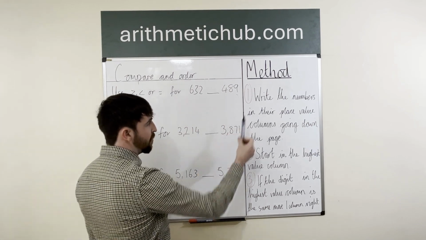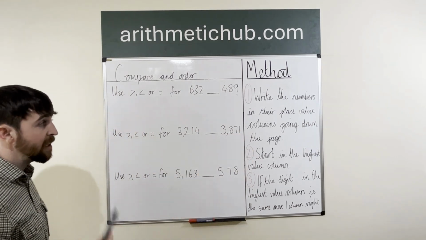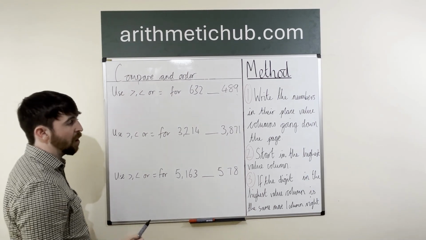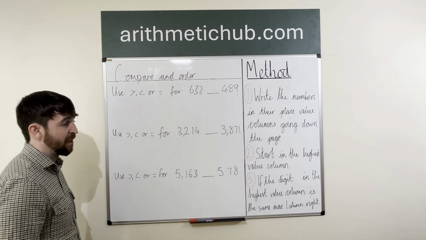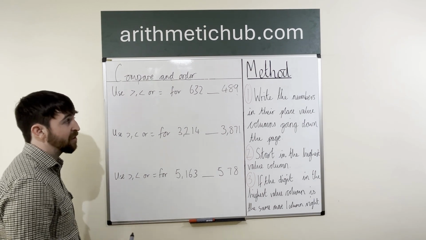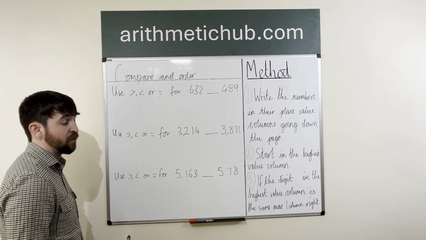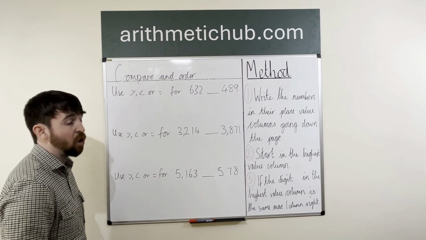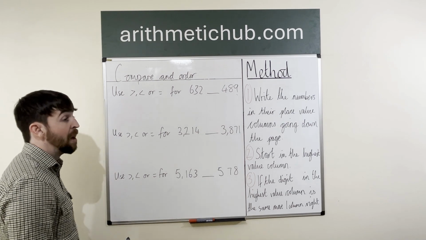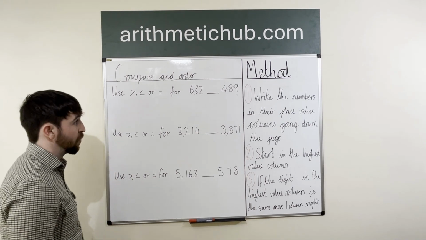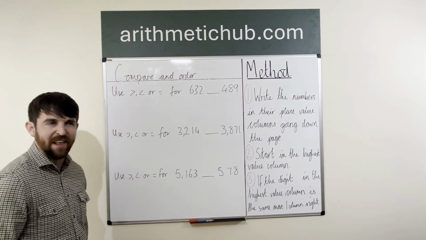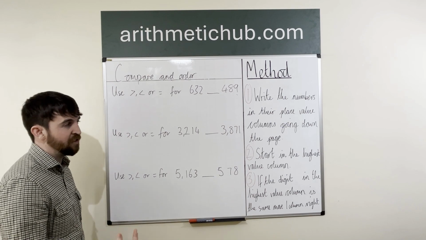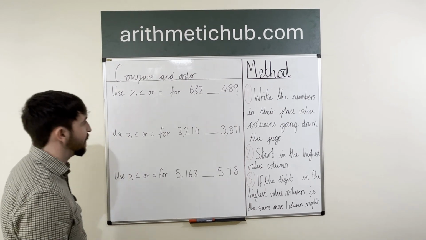So the method for this question says the first thing we need to do is write the numbers in their place value columns going down the page. Now, this might seem like a bit of a complex method for such an easy comparison, but that's going to be really handy as you go through the school and you're comparing and ordering more complex numbers, or you're ordering multiple numbers at once, okay? So for this one, it might seem like a lot of method for a very easy question, but it's important to get into those good habits, isn't it?